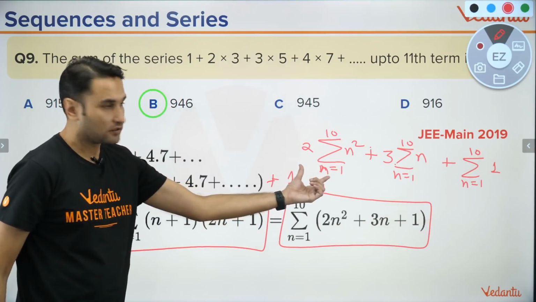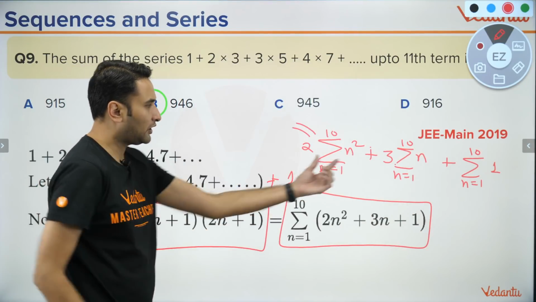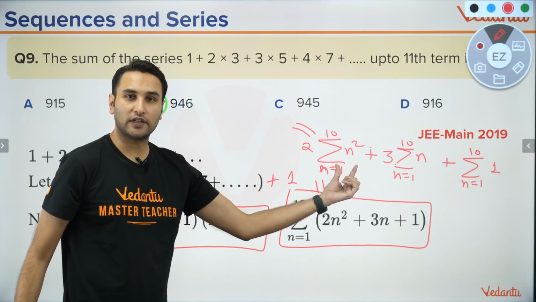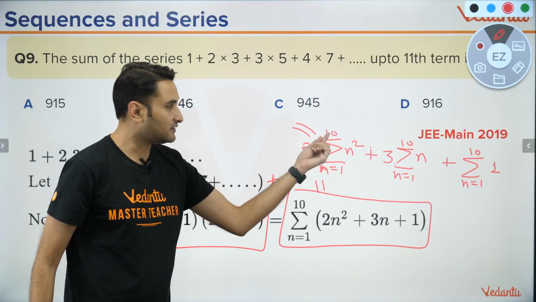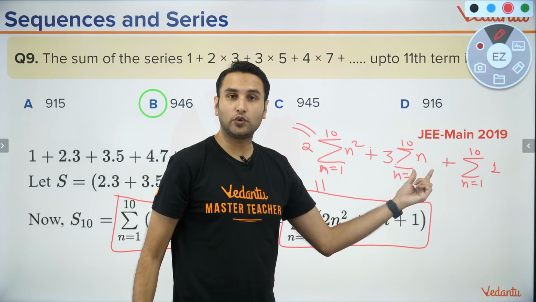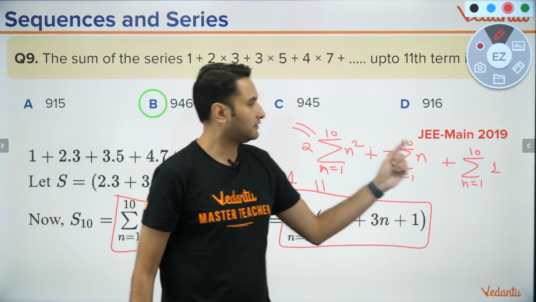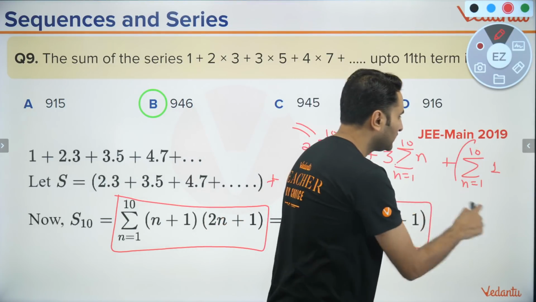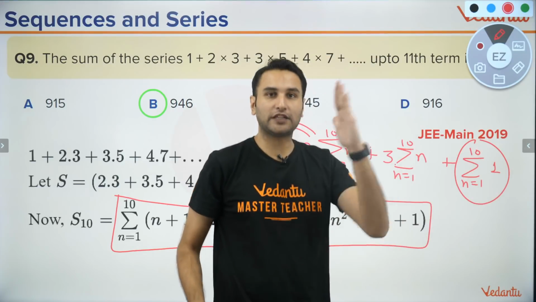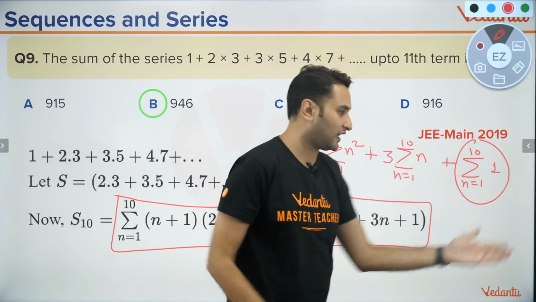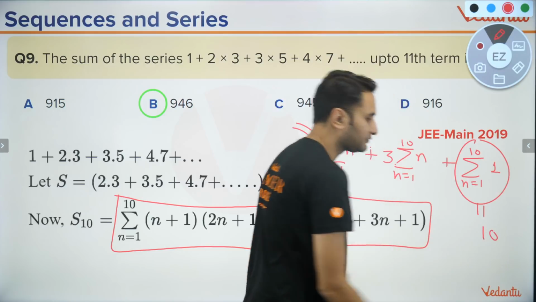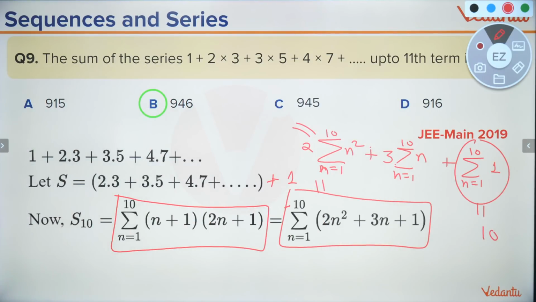You know the formula? What is the formula of this? n into n plus 1 into 2n plus 1 by 6. n is 10. n into n plus 1 by 2, n is 10. Sigma of 1, इसका मतलब क्या होता है बच्चों? 1 plus 1 plus 1 plus 1, 10 times. So this is nothing but 10. That's it. समझ में आया?